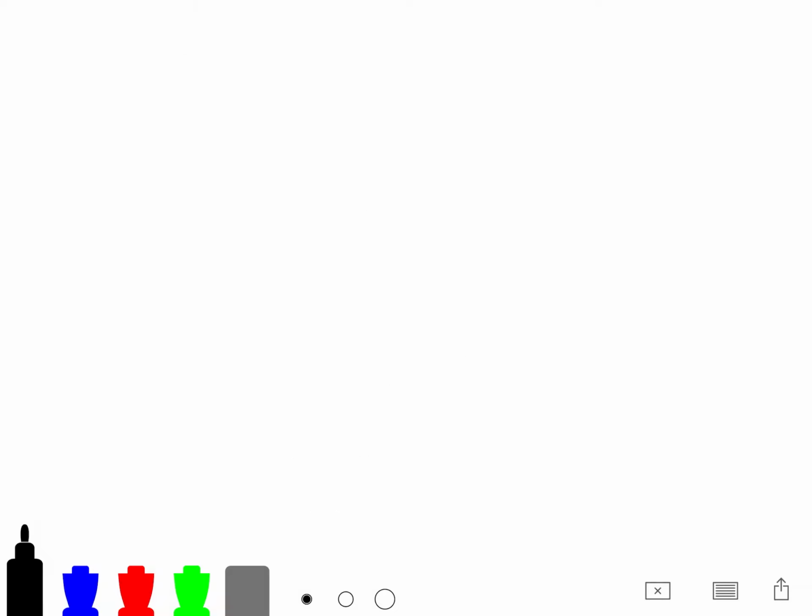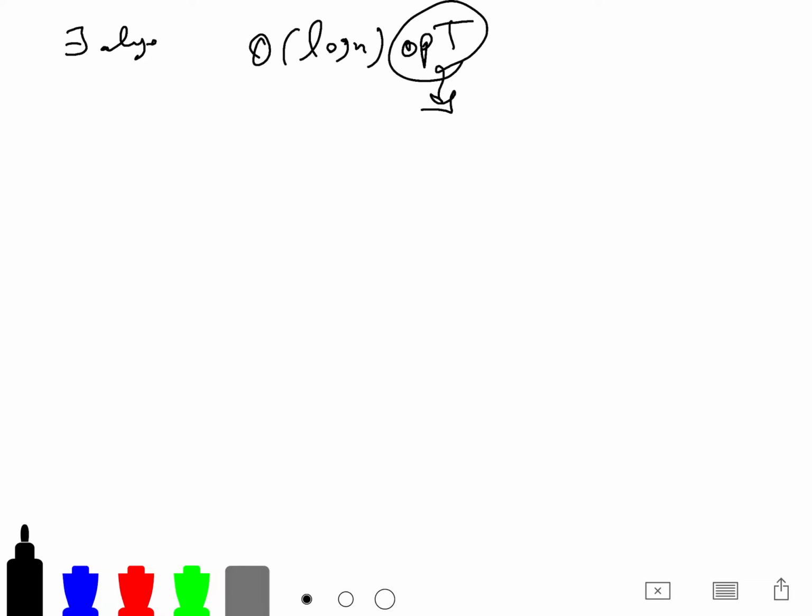And I just want to prove one more theorem, and that's it for today. The theorem says that there exists a randomized polynomial algorithm that, given an instance of ST sparsest cut with n vertices, outputs a cut of sparsity at most O(log n) times opt, where opt is just the optimal sparsity of the ST cut. The proof is very simple.